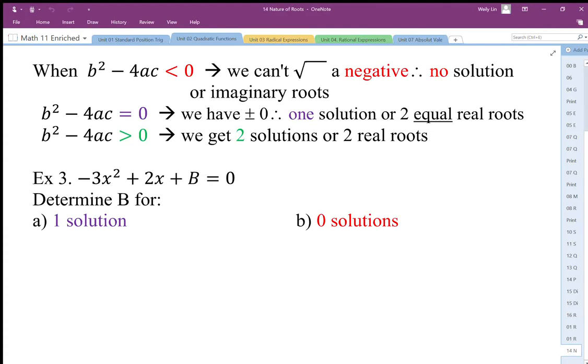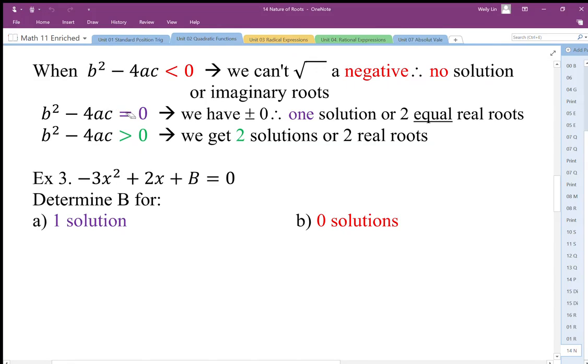We can summarize the nature of roots as follows. If the discriminant is less than 0, we end up with a negative inside, and we can't square root the negative. Therefore, we have no solution, or what we call imaginary roots.